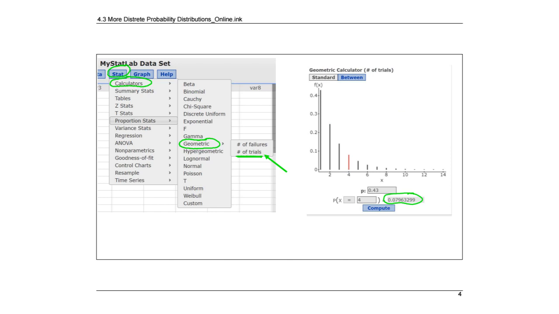This just shows you for that problem what we're going to do. So we're going to go to Stat, Calculator, Geometric. We're going to use number of trials. We're always going to use that for this class. At that point, this next screen will pop up. We'll put in our p-value. We're going to put in equal 4 and get the probability back out.